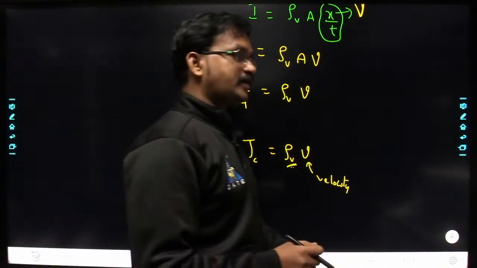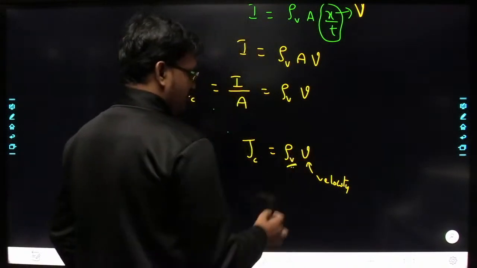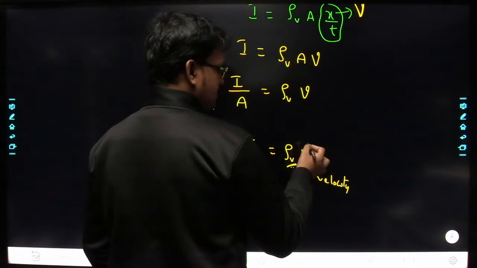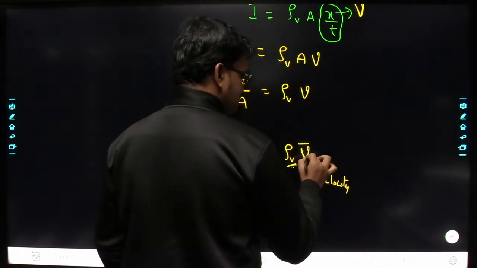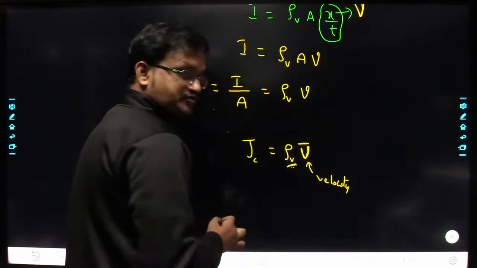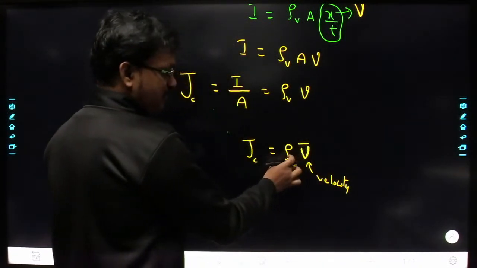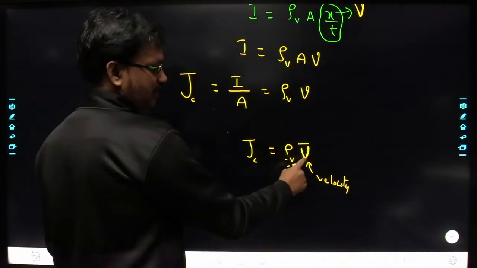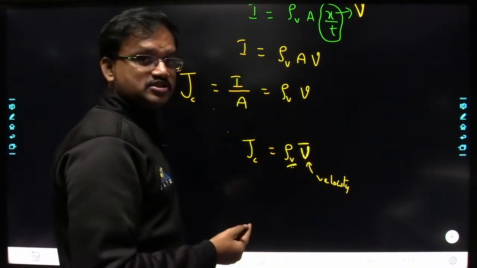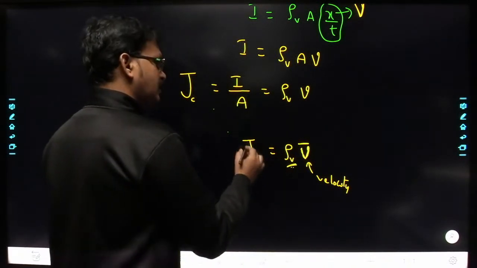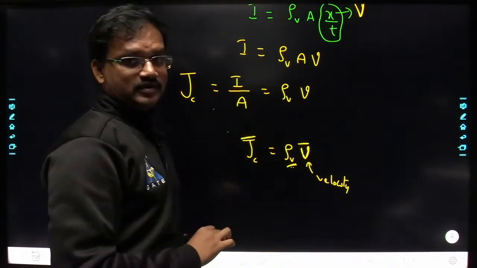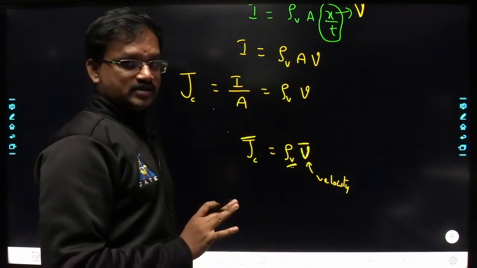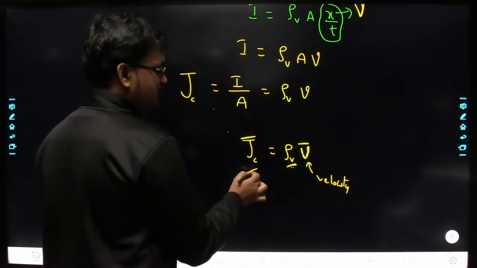Velocity is a vector quantity. So I can represent this as v bar. And rho V is a scalar quantity. So scalar multiplied by vector must be a vector. So that means this conduction current density must also be a vector quantity. Yes or no? And what is the direction of this current density here?